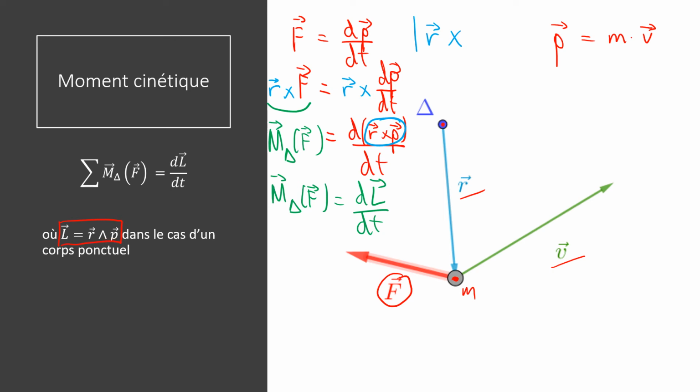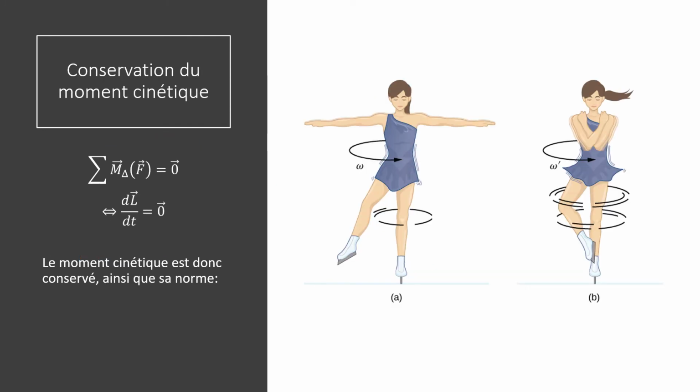And we end up with something very similar to Newton's second law for torques, and this time the sum of all the torques is going to be equal to the rate of change of the angular momentum. Now let's apply this new law to a very simple case where the sum of all torques acting on the body is equal to 0.